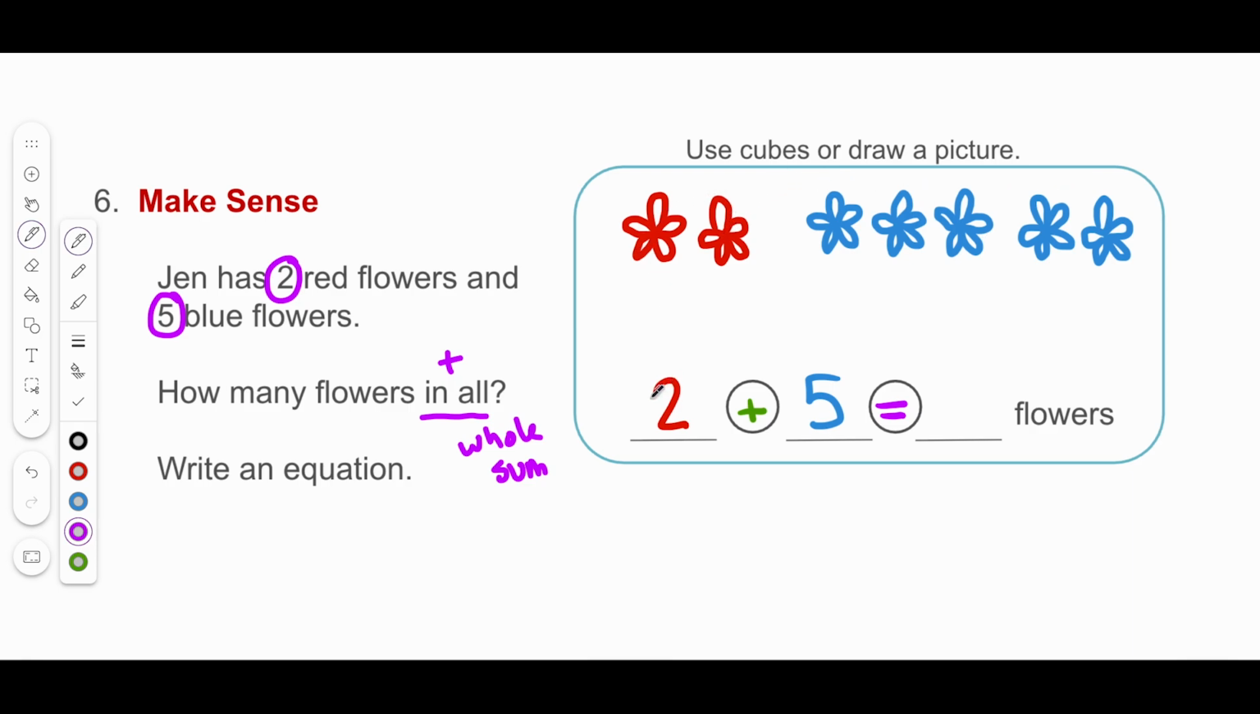Students also just might like to go in order with what they're given and start at 2 and then 3, 4, 5, 6, 7. It doesn't matter how they get there. There are lots of creative ways to do this. I find that the quickest one is adding on from the larger number to get us that 7 flowers.